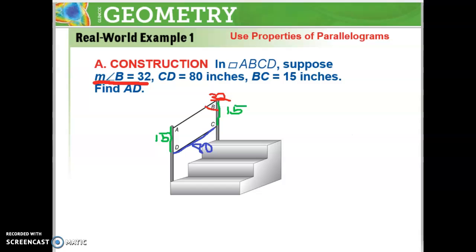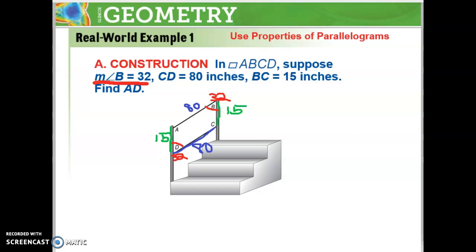But I want to go a little bit further here and talk about a couple of other things really quick as far as the rules are concerned. Again, we know if DC is equal to 80, we can also say that this side is also equal to 80. We also said if this is 32 degrees, that means we know that angle D is also going to be equal to 32 degrees.